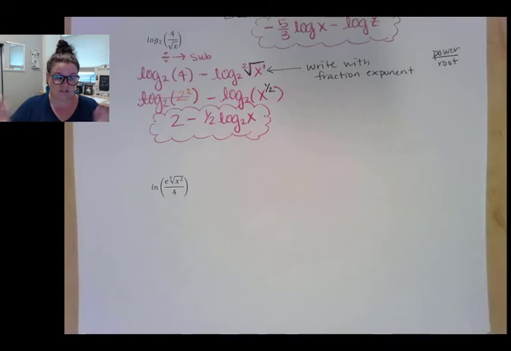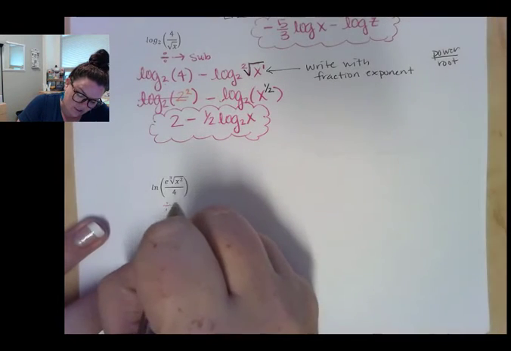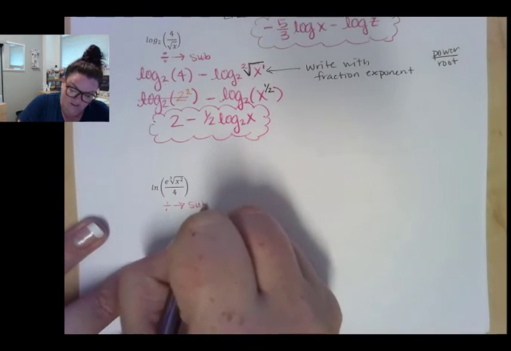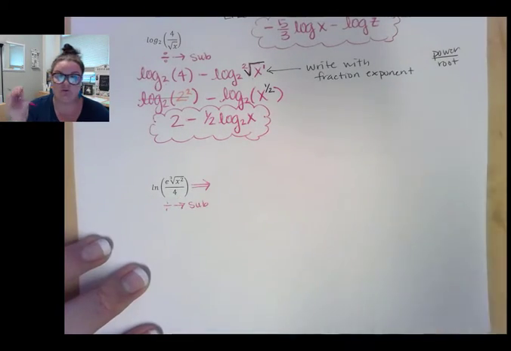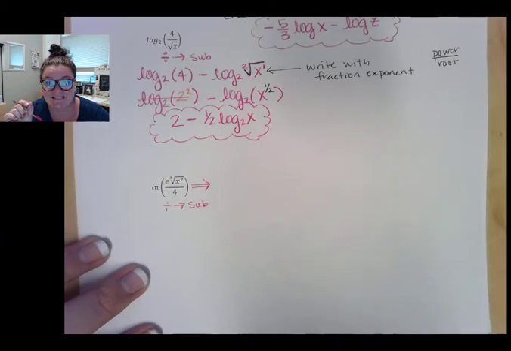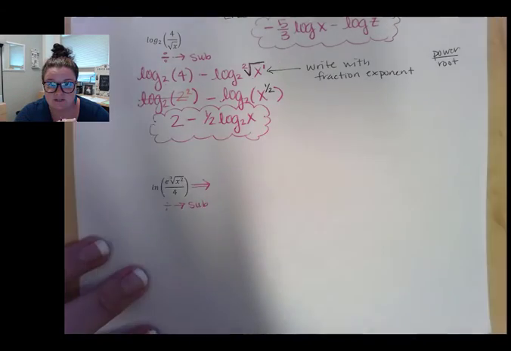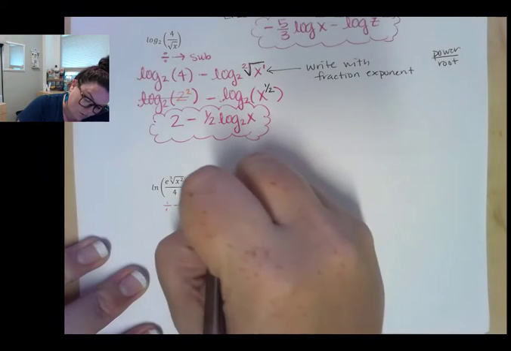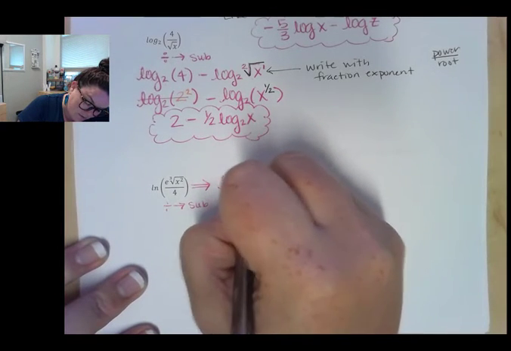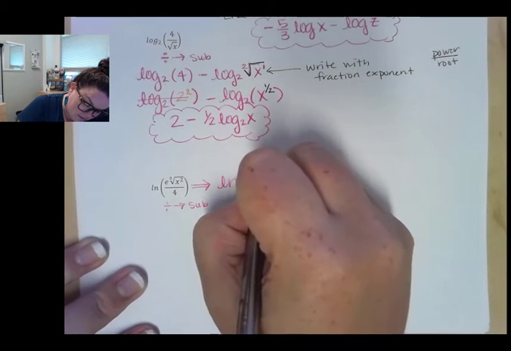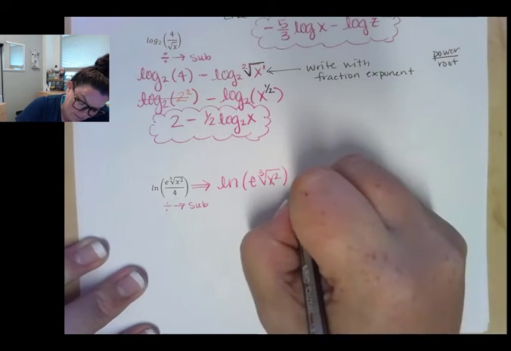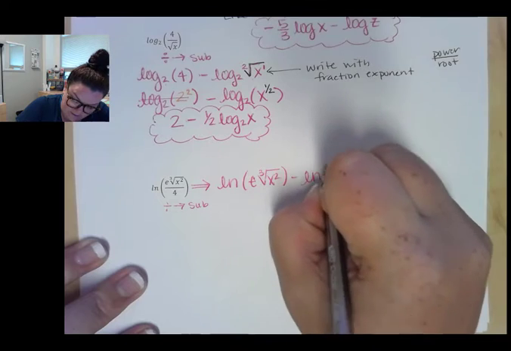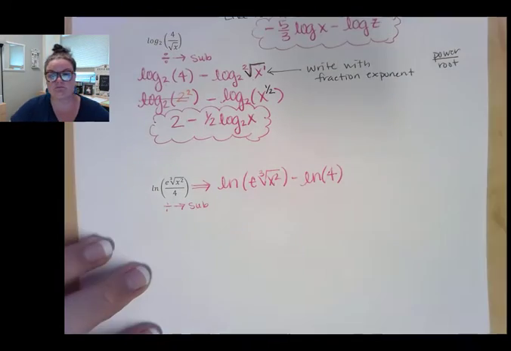Or a quotient. So if it has a quotient, we know that turns into subtraction. So I'm going to rewrite this as 2 natural log terms being subtracted. So I do natural log of the top minus natural log of the bottom. Or in other words, ln of e times the cube root of x squared minus ln of 4. Okay.